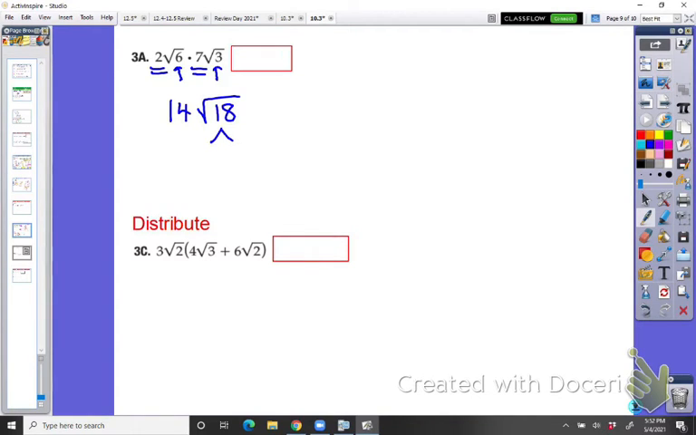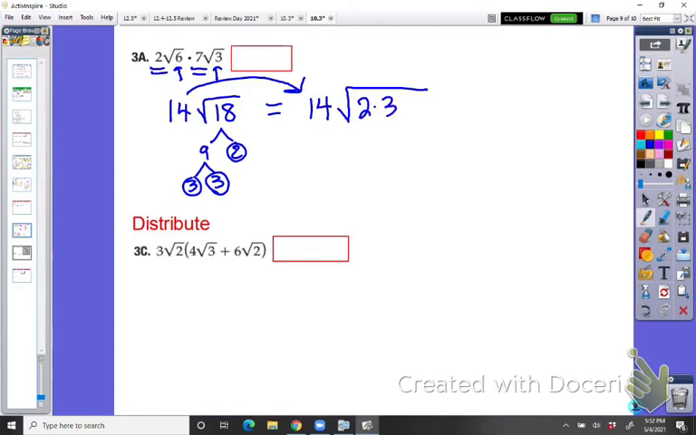Factor tree on 18, we can start by 9 and 2. 9 is 3 and 3. The 14 comes in the front. The numbers that were circled, a 2, a 3, and a 3, go back under. Look for pairs. I got a pair of 3's. So that makes 14 times 3, times the square root of 2. 14 times 3 is 42 root 2. Final answer.